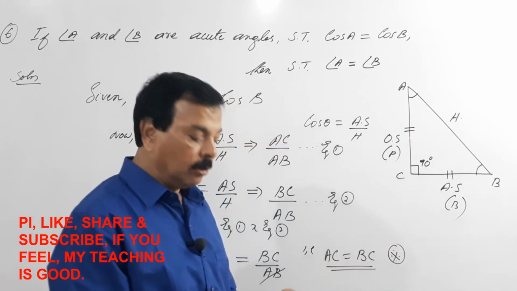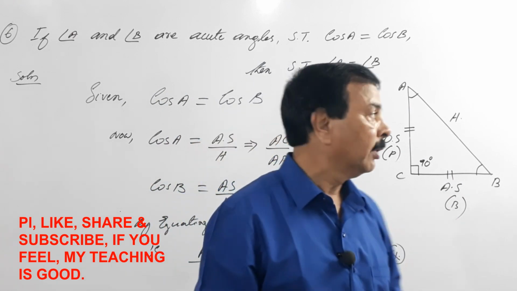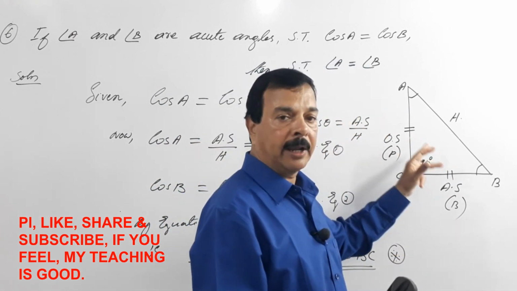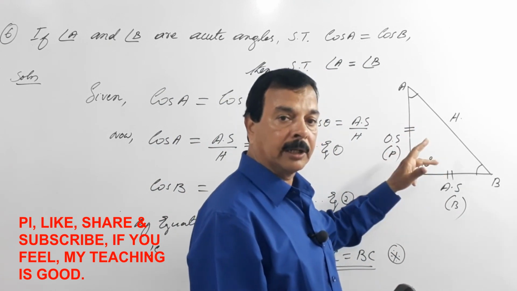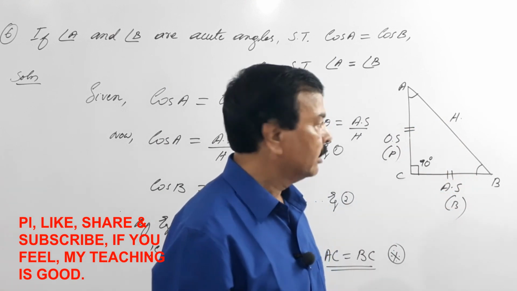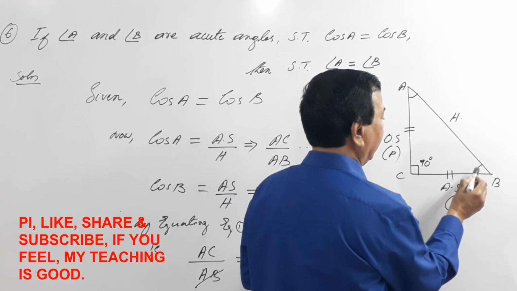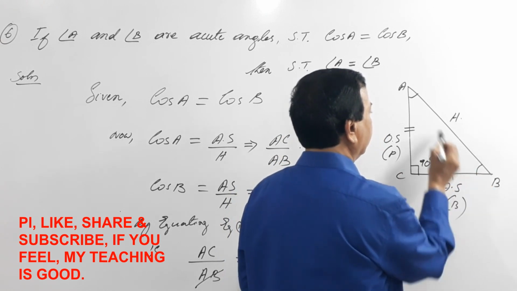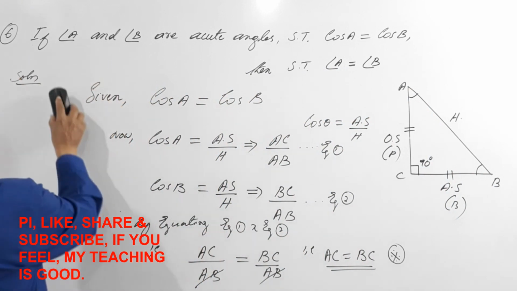AC equals BC. So we know from the isosceles triangle theorem that when two sides of a triangle are the same, then the angles opposite to those sides are equal. So the opposite side of this is equal and the opposite side of this is equal. Make a note of this.